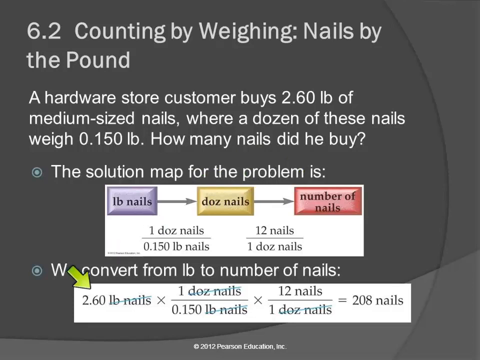So here we are with 2.60 pounds. We're going to multiply by dozen and divide by pounds, and the pounds cancel out, and then we're going to multiply by 12 nails per dozen, and we're going to end up with a total of 208 nails. Does that make sense? Yes? One person nodded their head, so we'll go with that.